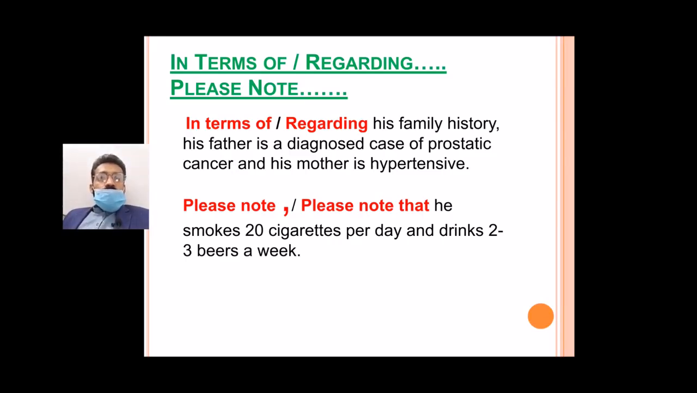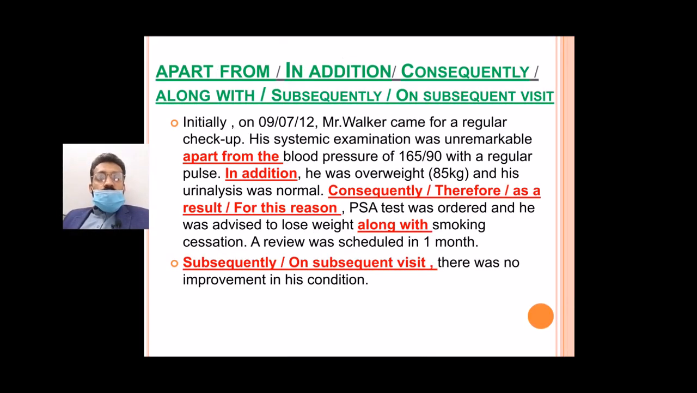Okay guys, after the introduction and social history paragraph, now we will move to the visits in our letter. First of all, we will write the first visit in a non-emergency referral letter with "initially on this date". In this initial visit, we can use connectors like apart from, in addition, consequently, along with, subsequently, or on subsequent visit. Let me tell you now how we can use these connectors in our letter.